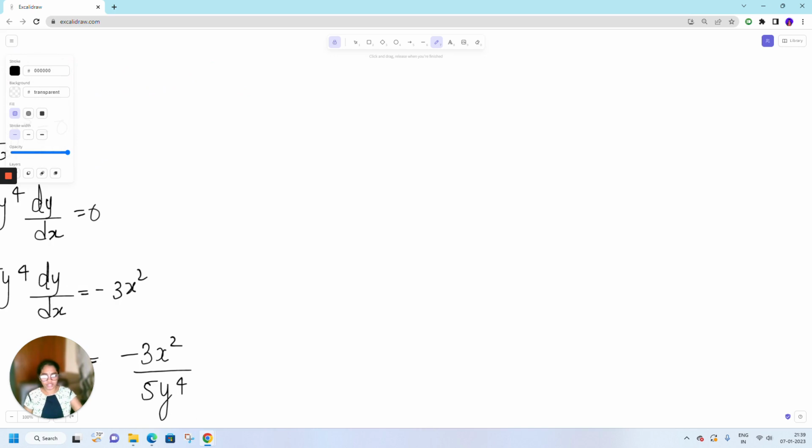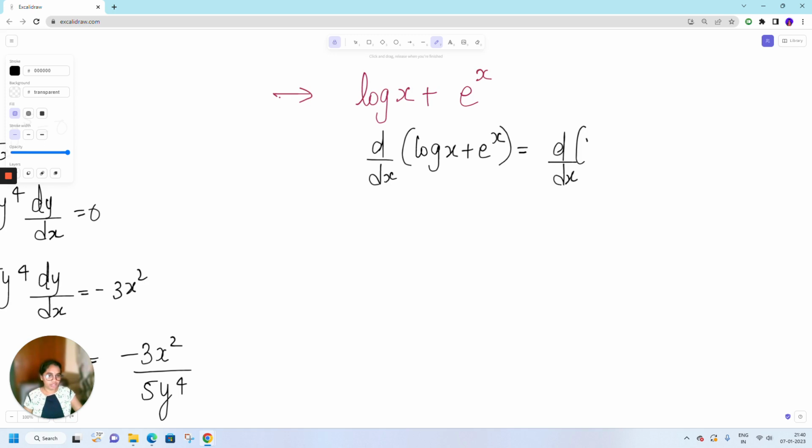Let me write down the next question. Find dy by dx of log x plus e to the power x. Okay, how would you solve this? Write down d by dx of the given question, that is log x plus e to the power x. This is equal to what? d by dx of log x plus d by dx of e to the power x. Yes, I am using the sum rule.